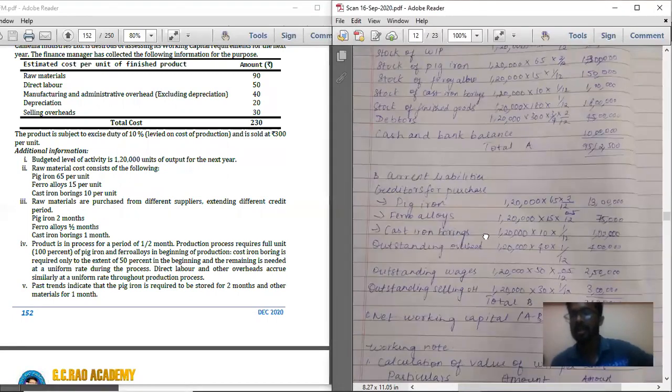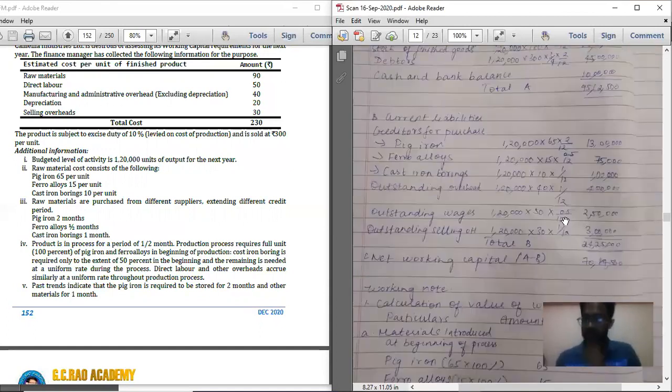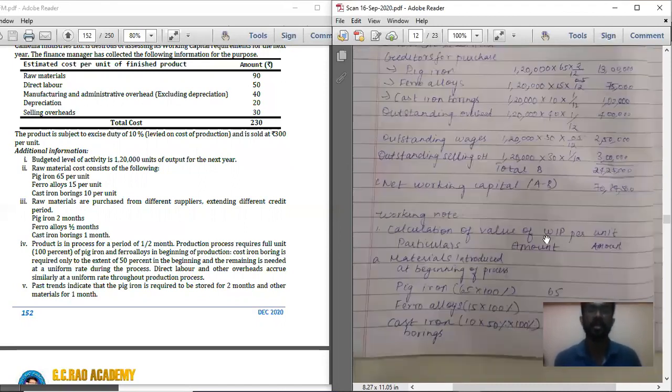Total current assets is 95 lakh 12,250 and total current liabilities is 24 lakh 25,000. Now reduce it. You will get 70 lakh 87,500. So we have calculated net working capital. That is the net working capital required.